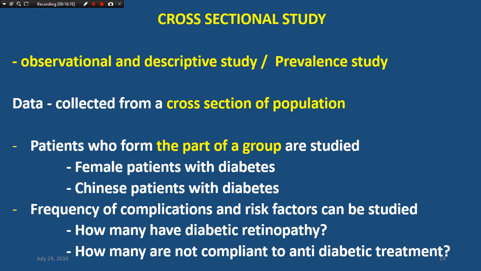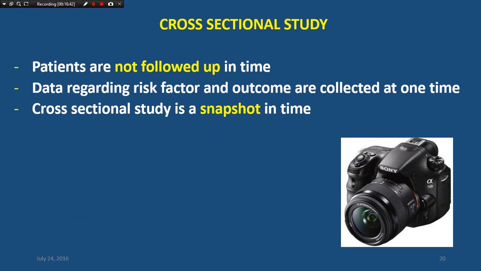Frequency of complications and risk factors can be studied. How many of the patients have diabetic retinopathy? How many of the patients are not compliant to anti-diabetic treatment? We can study the prevalence, total number of patients with diabetic retinopathy, total number of diabetic patients who are not compliant to treatment. Patients are not followed up in time. Data regarding risk factor and outcome are collected at one time.